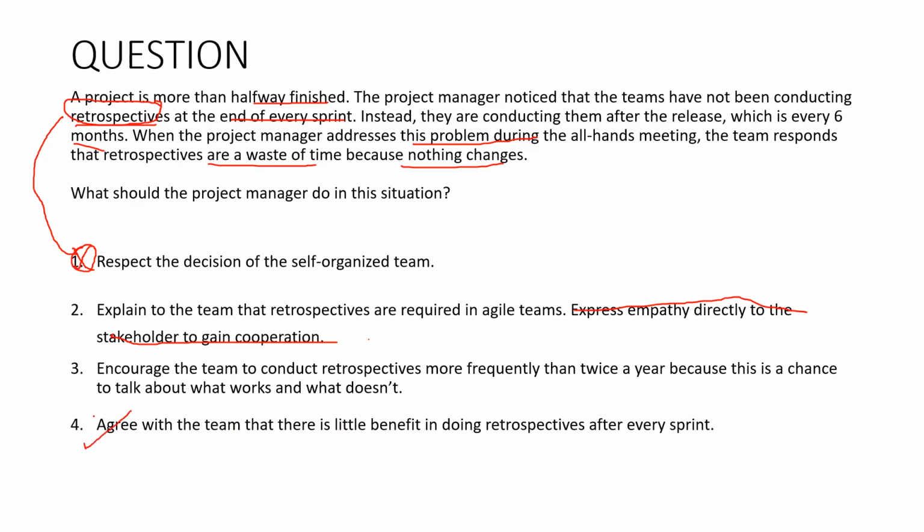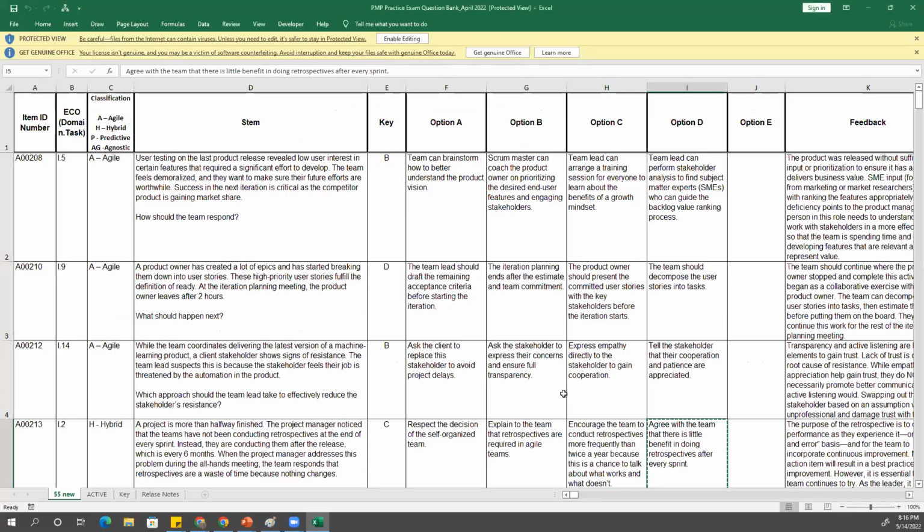No. There is always a big benefit, right? Not little benefit. Because of this word, this answer is wrong. If you find these types of words, what I told you, they will always be the wrong answer. You don't even need to think about what is going on.